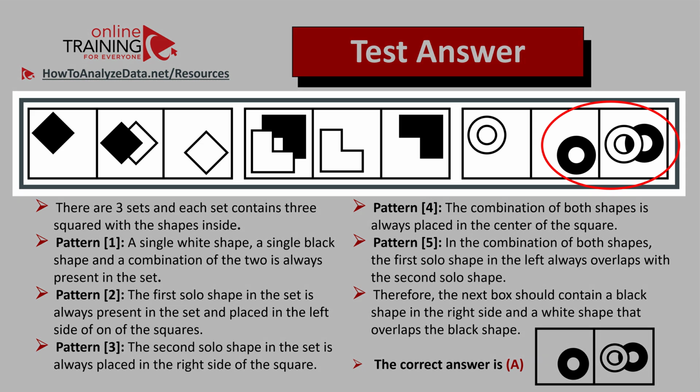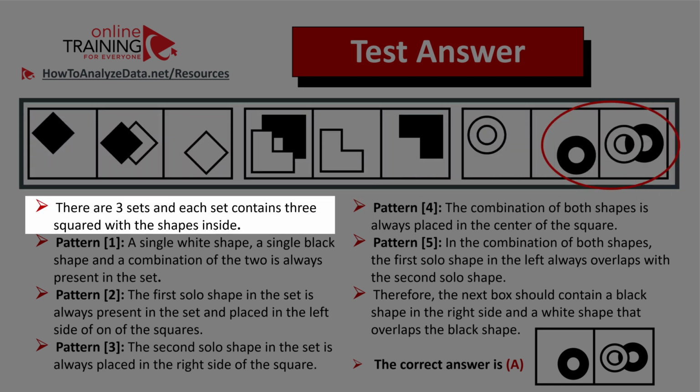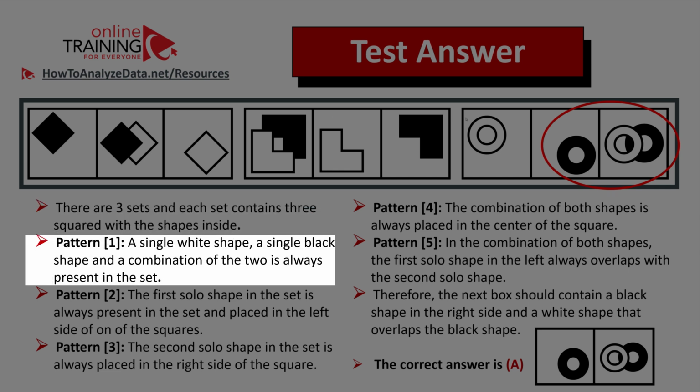First of all, let's look at the sets. We have 3 sets, and each set contains 3 squares with shapes inside. And there are 5 different patterns. So let's look at the first pattern. The first pattern is the fact that a single white shape and a single black shape and a combination of 2 is always present in a set.